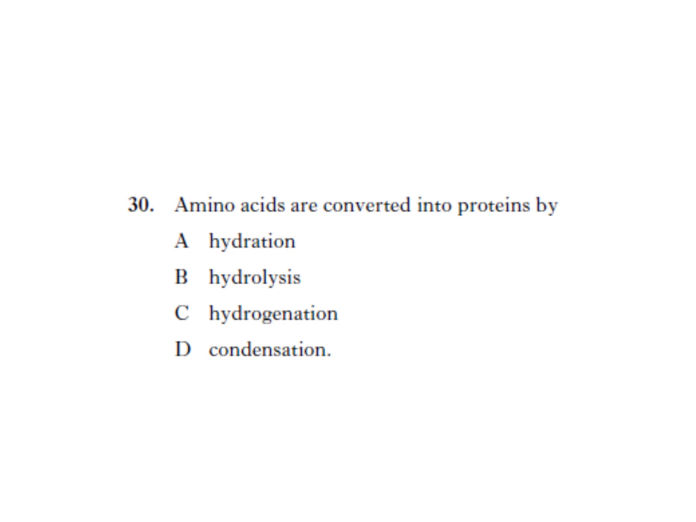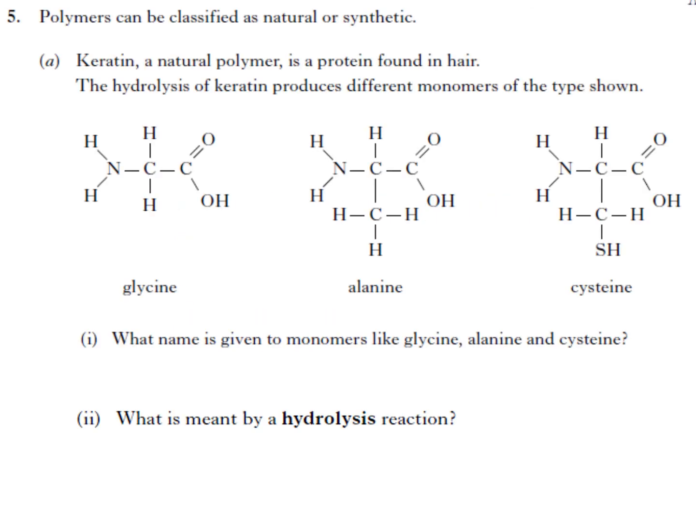So amino acids are converted into proteins by, the answer is a condensation reaction, so the answer is D. What name is given to the monomers glycine, alanine and cysteine? It is amino acids. And what is meant by hydrolysis? That's splitting a large molecule using water.